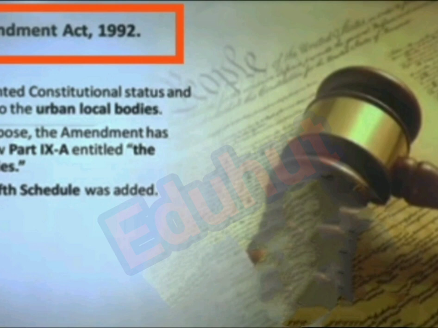74th Amendment Act 1992. This act granted constitutional status and protection to the urban local bodies. For this purpose, the amendment added a new Part 9A entitled the Municipalities. A new 12th Schedule was added.